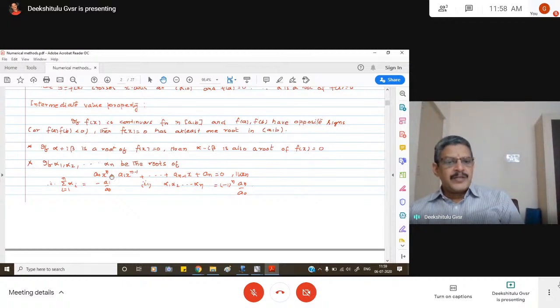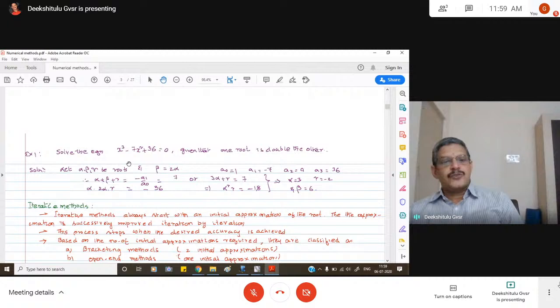See, if the polynomial is a0 x^n + a1 x^(n-1) + and so on + a(n-1) x + an = 0, then the sum of the roots is minus a1 by a0. Sum of the roots is minus a1 by a0. And the product of the roots is (-1)^n times an by a0. If you know these things, so many problems you can solve easily.